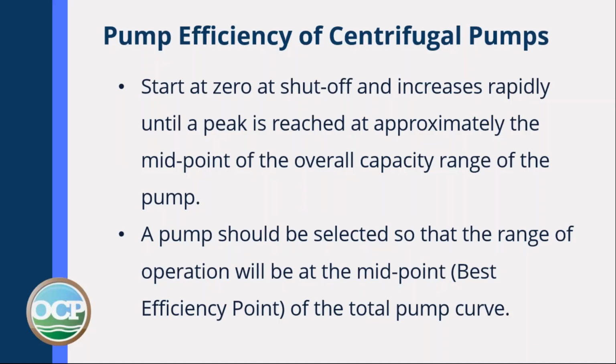Pump efficiency of centrifugal pumps. The pumps start at 0 when they're shut off and then increase rapidly until a peak is reached at approximately the midpoint of the overall capacity range of the pump. That's why if you need to pump 400 gallons a minute, you don't buy a 400 gallon per minute pump. You buy a 600 or 800 gallon per minute pump, so the pump's running at about the midpoint. The pump should be selected so that the range of operation is at the midpoint, or the best efficiency point, of the total pump curve.